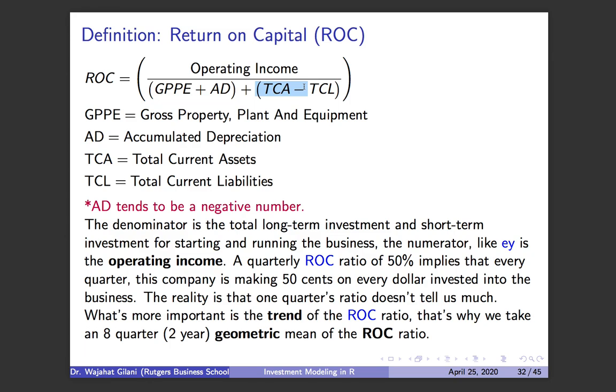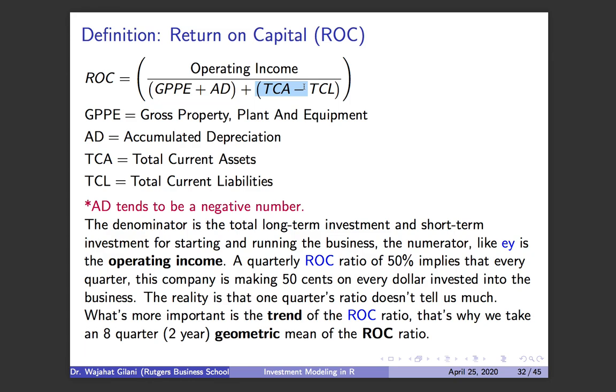That's what that is. So if that's your short-term and long-term investment in the business, and your numerator is the operating income, the money you make from that business, ROC now, that ratio is basically telling you how much percentage you're getting back every quarter or every year for every dollar you invested in this business. It's that simple. That's how ROC works, right? A quarterly ROC ratio of 50% implies that every quarter, this company is making 50 cents on every dollar it invested in that business.